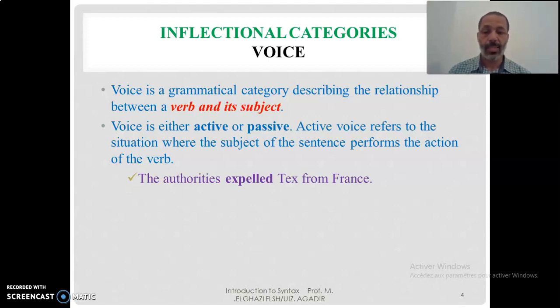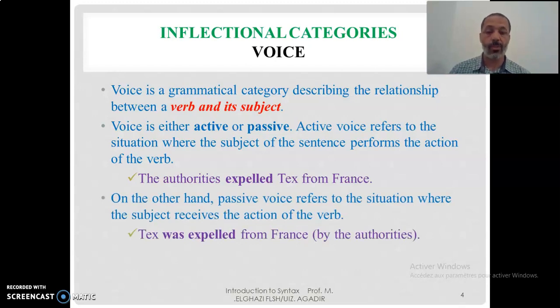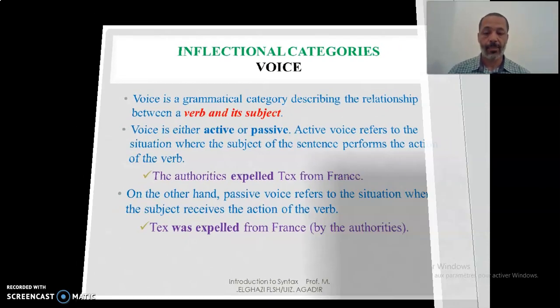So, as an example, you say, the authorities expelled Tex from France. On the other hand, passive voice refers to the situation where the subject receives the action of the verb. So you can say Tex was expelled from France by the authorities. So here, as we said, the object becomes the subject of the sentence, the grammatical subject.